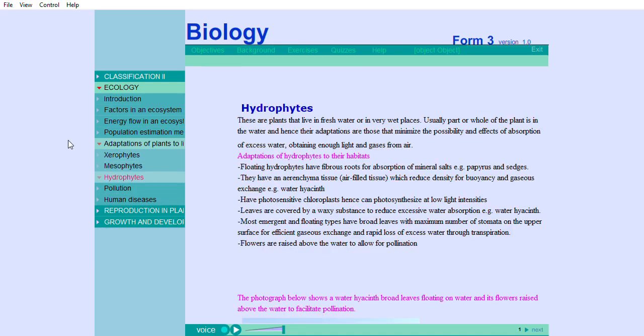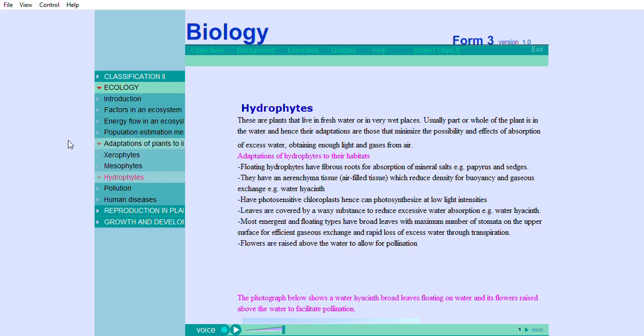Hydrophytes. These are plants that live in fresh water or in very wet places. Usually, part or whole of the plant is in the water and hence their adaptations are those that minimize the possibility and effects of absorption of excess water, obtaining enough light and gases from air. Adaptations of hydrophytes to their habitats.